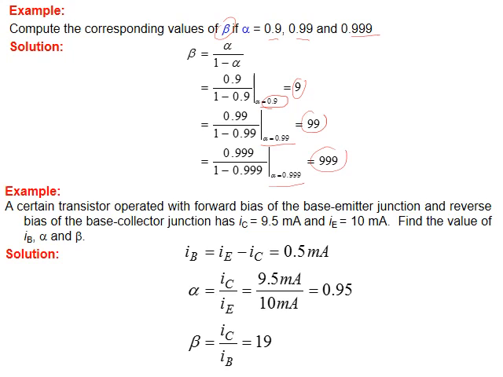Okay, let's take another example on these principles. A certain transistor operated with forward bias of the base emitter junction and reverse bias of the base collector junction has IC equal, IE equal, he gave me IC and IE. Find the value of IB. So it's easy because IB is IE minus IC. We got it. Find alpha, also easy because we have IC, we have IE. Just substitute. And find beta. Either I use alpha to find beta, or I say beta is IC over IB. I got it.